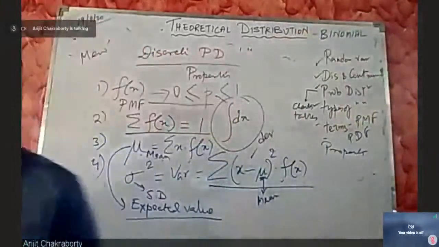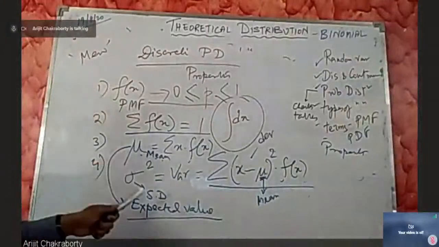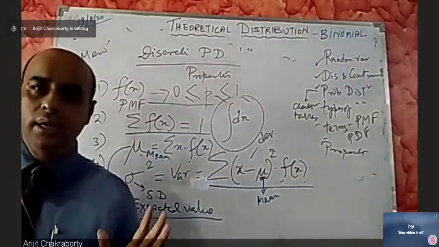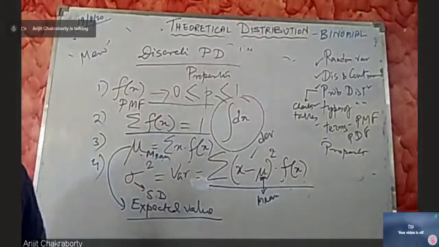So these four are very important. This is the mean, this is the variance. I hope this is clear to you, dear friends. The four important properties of the probability distribution.